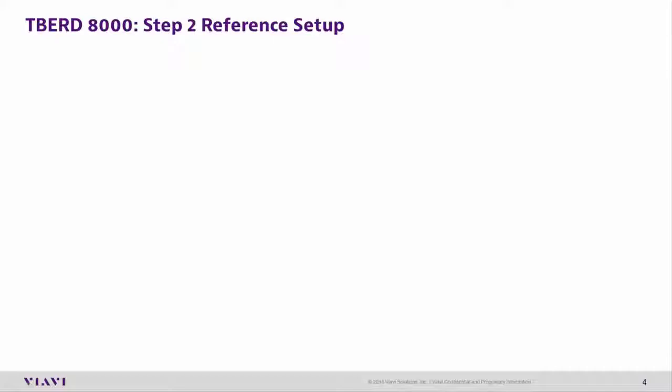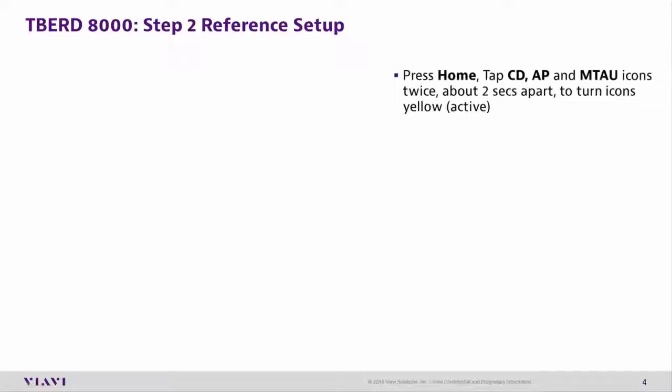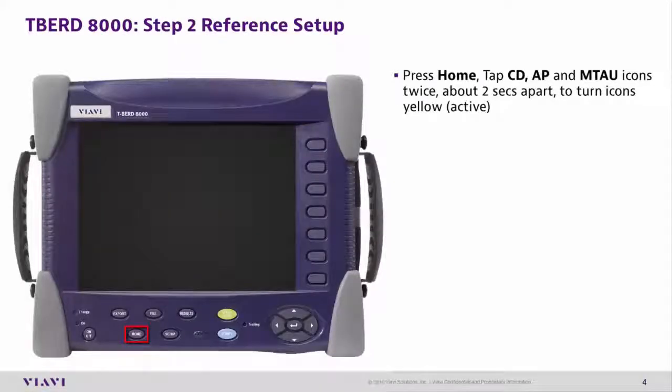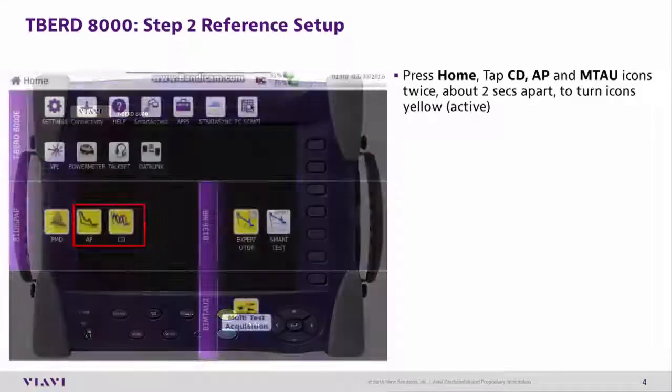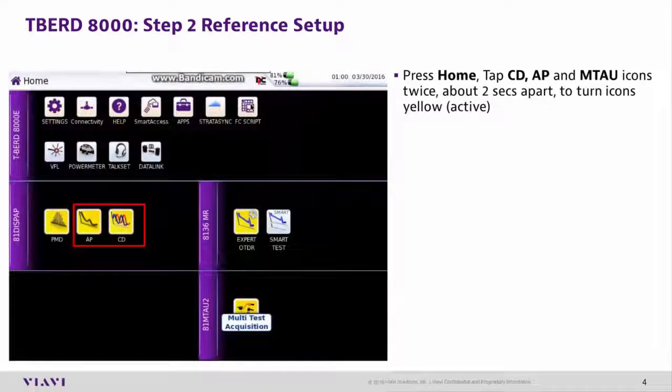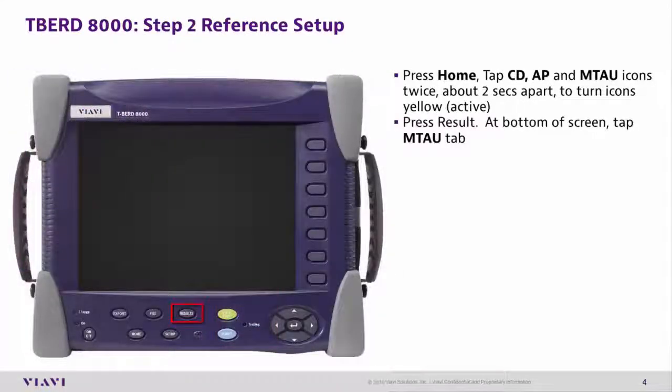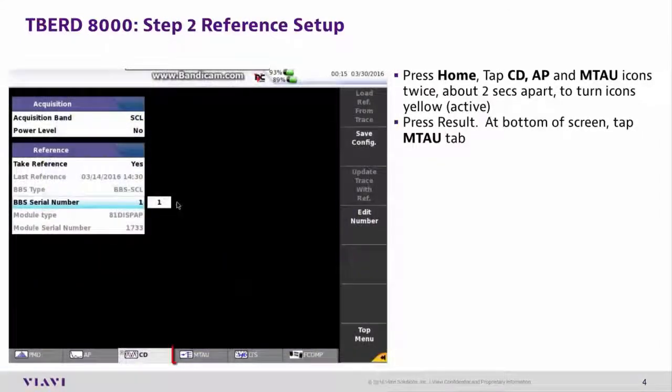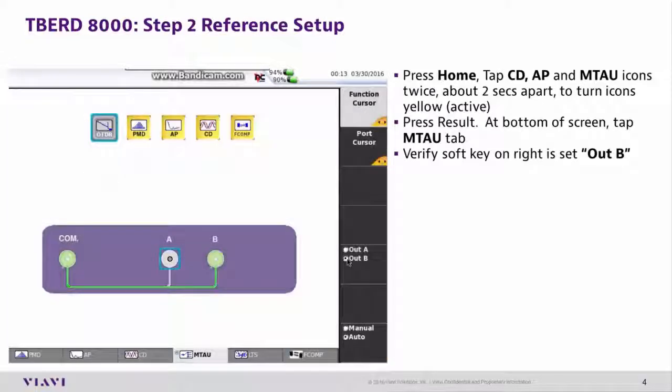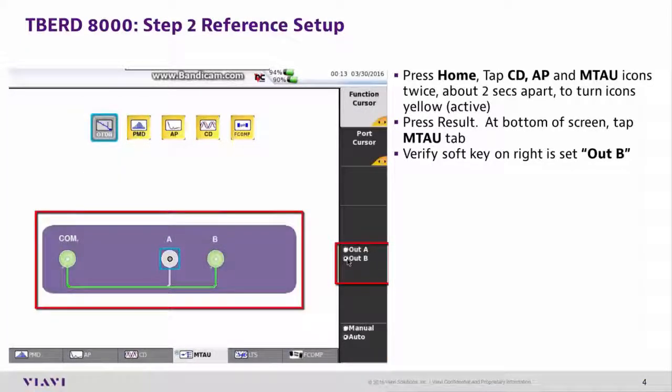T-BERD 8000 Step 2 Reference Setup. Press the Home hard key, then tap CD, AP, and MTEL icons on the screen. The icons will turn yellow once they are activated. Press the Results hard key. At the bottom of the screen, tap the MTEL tab. Verify that the output is Out B.